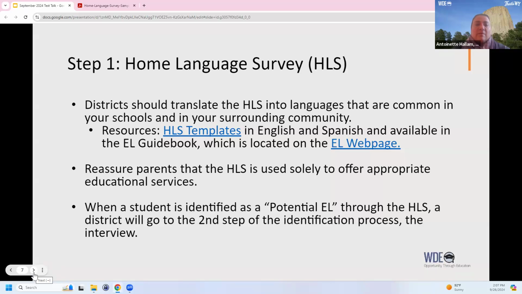When a student is identified as a potential EL through the HLS, a district will go to the second step of the identification process, the interview.